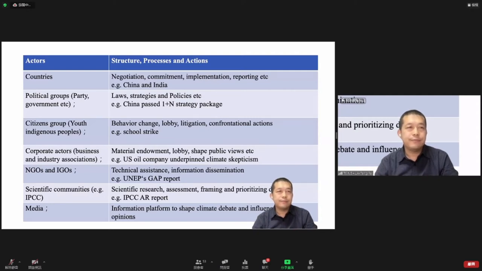And last but not least, the media. The media is generally an information platform that shapes the climate debate and influences opinions. You read a lot of information from the media, including traditional media like newspapers or social media on the wire. And those media reports have huge influence on the public opinions on climate change, and therefore have influence on the governments.